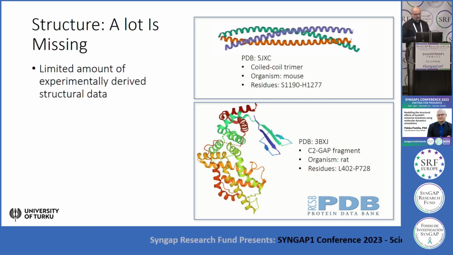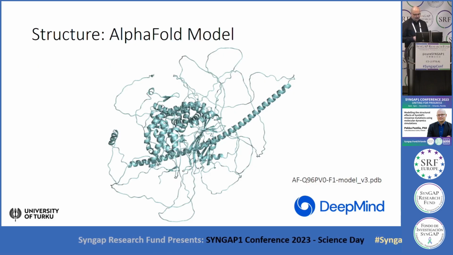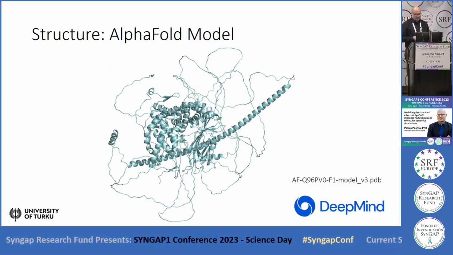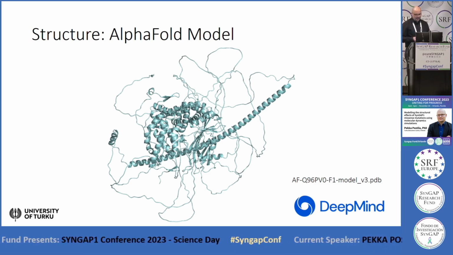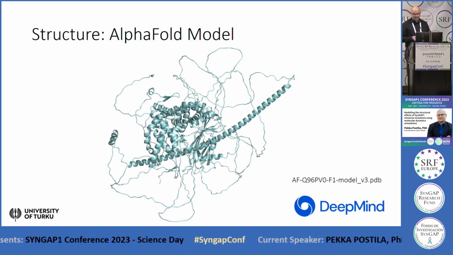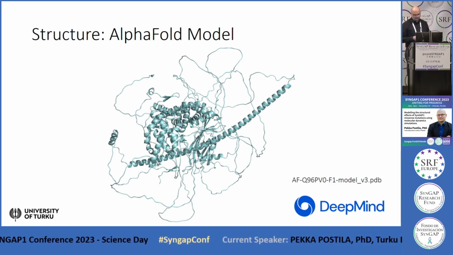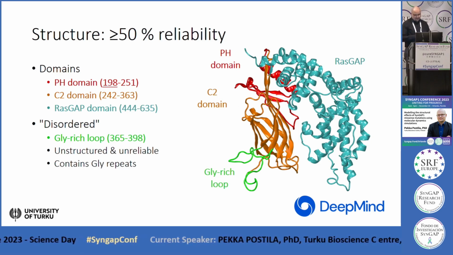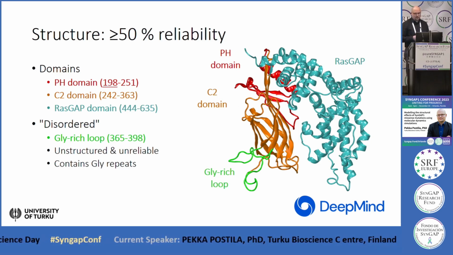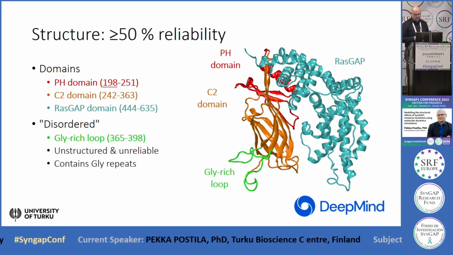If you look at the experimental structures that are available, there's a lot missing from that protein. We have the coiled-coil trimer, and then a fragment of the C2-GAP domain together. So the situation is that we have to use AlphaFold. AlphaFold2 luckily has a model for this.